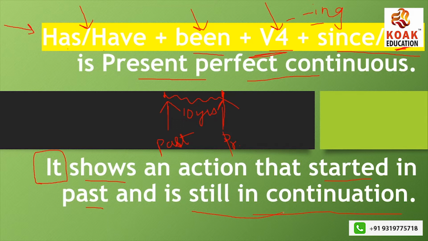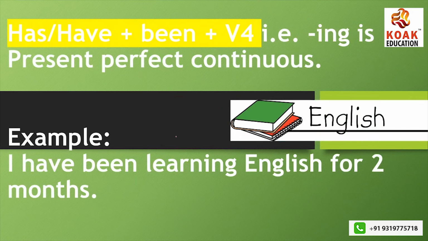So when I say present perfect continuous tense, it means that it shows an action that started in the past and is still in continuation at present. Let's look at the example. The example says, I have been learning English for 2 months, which means for 2 months you were learning English, but now also you are working on it. You haven't stopped. The action has not stopped. It is still in continuation. That is what we mean by present perfect continuous tense.